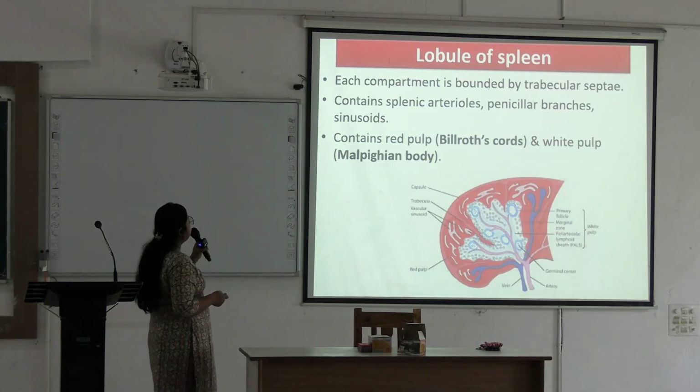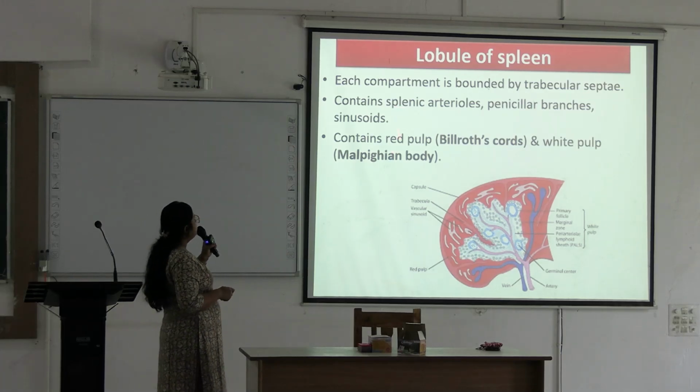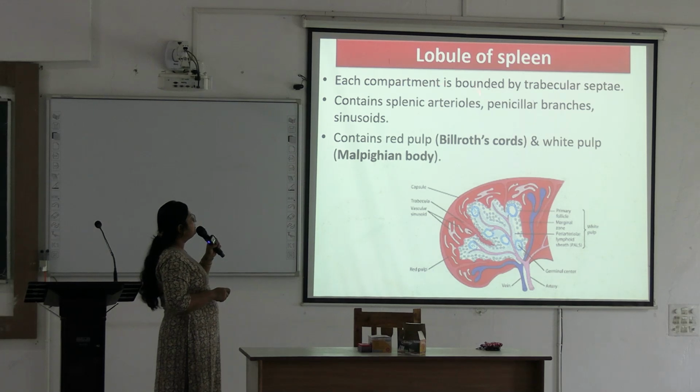Okay. So what is a lobule of the spleen? Each compartment is bounded by the trabecular septa and contains the splenic arteriole, penicillar branches and the sinusoid. Here, this is one splenic lobule. You can see this is the trabecular artery, and it is giving the penicillar branches.